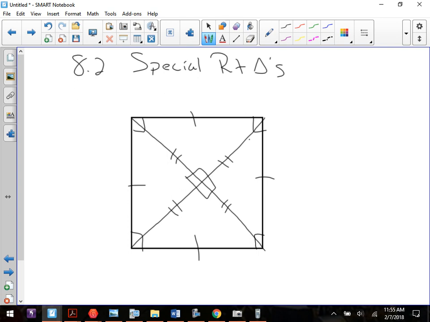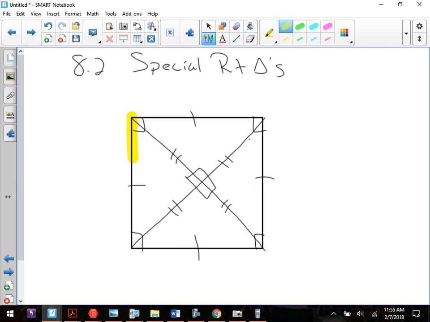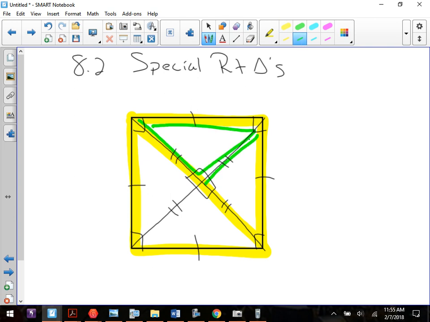Now, as you get into this, you're going to start to see that inside these squares I have 2 larger right triangles formed by the diagonal. And then we also have 4 smaller right triangles on the interior. You okay with that?